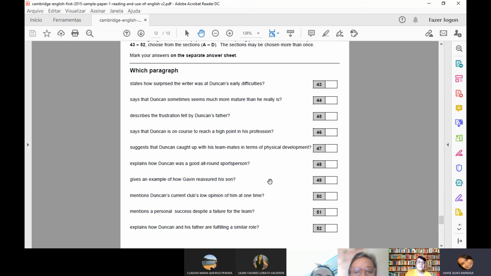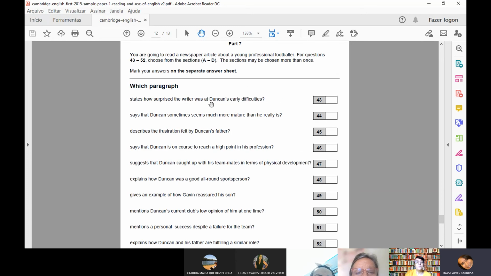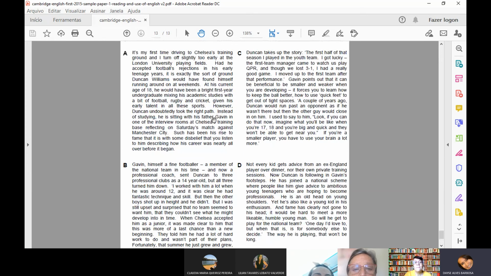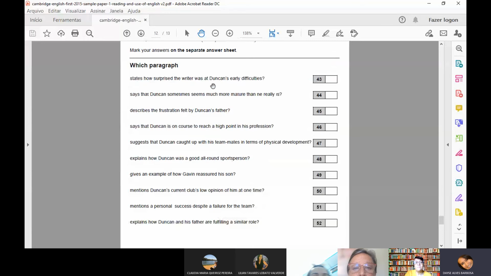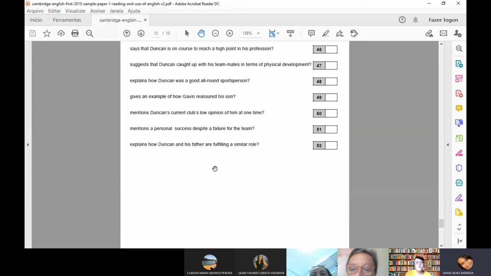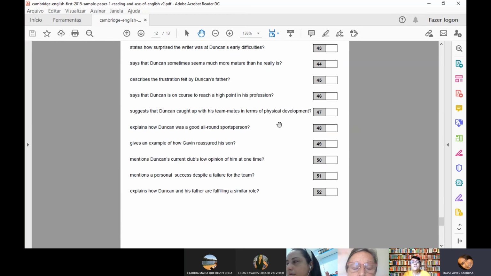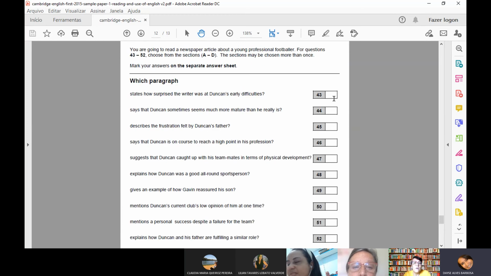And there is a part 7. It's a long one, you see? We have 4 paragraphs only. And they ask questions about the people. Usually they talk about people here. Margaret Gurley goes to meet Duncan Williams, who plays for Chelsea Football Club. And they have A, B, C, or D. They refer to 4 different people, 4 different specific things. And you have to just write here which paragraph answers the question.